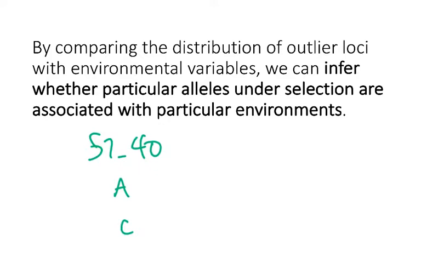If we find that this particular allele is predominantly found in warm environments, whereas this particular allele is more commonly found in cool environments, again, this could be something related to precipitation or something like that. If we take this type of approach, it allows us to see if certain alleles are associated with these unique environments. So that's the overall idea of these IBE approaches.